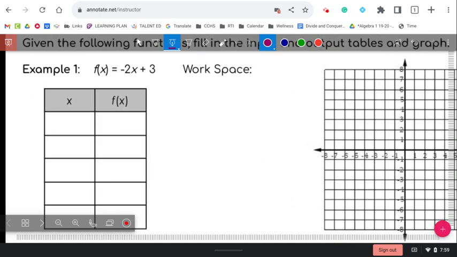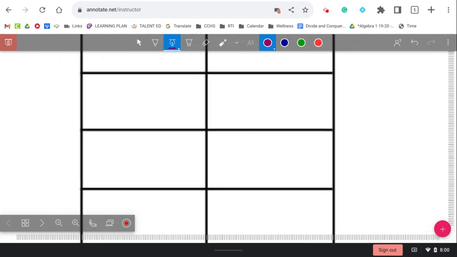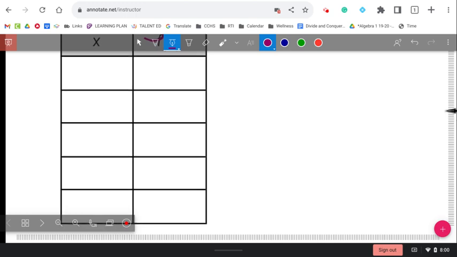The first one we're going to do, we have negative 2x plus 3. So what you guys need to know, we're figuring out the f of x value. So this is our x, this is our y, and we're going to figure out those values. One thing that we know for sure is the x values. Those are always going to be negative 2, negative 1, 0, 1, and 2. We're not going to change those.